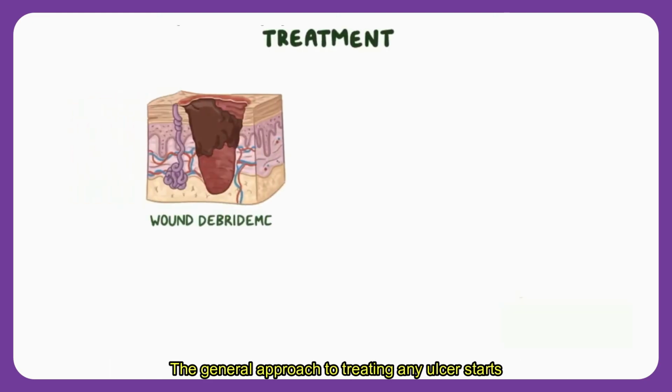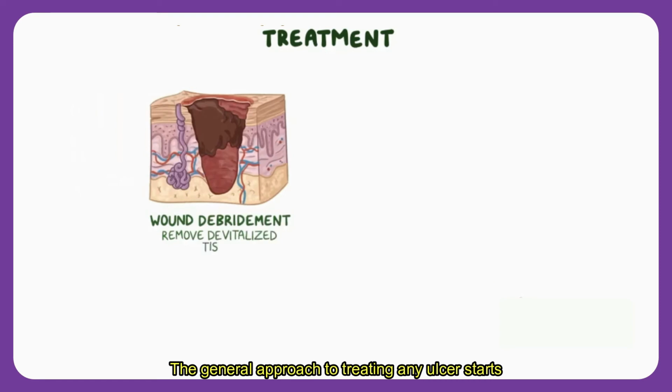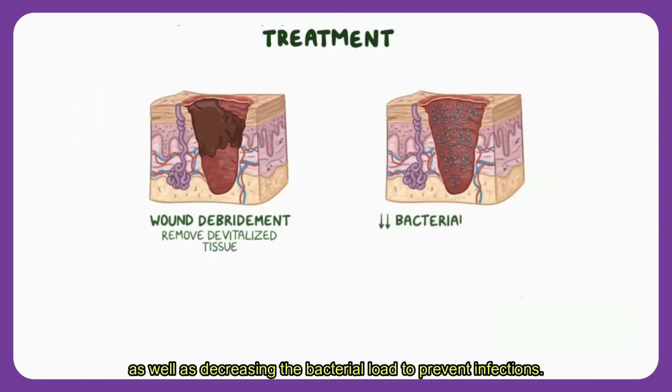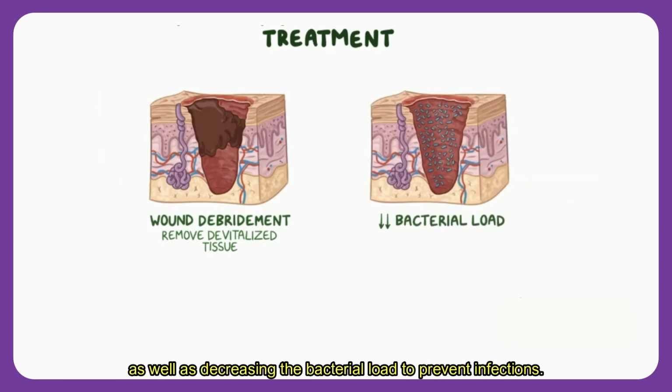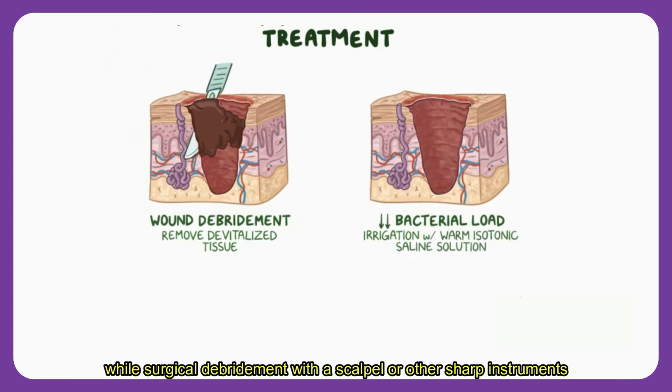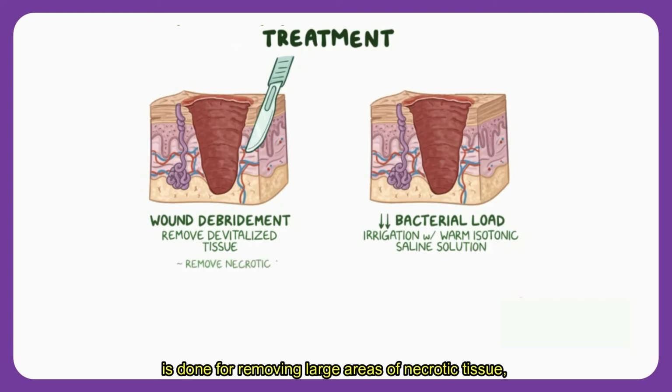The general approach to treating any ulcer starts from wound debridement to remove the accumulation of devitalized tissue, as well as decreasing the bacterial load to prevent infections. This is usually done through irrigation, typically with warm isotonic saline solution, while surgical debridement with a scalpel or other sharp instruments is done for removing large areas of necrotic tissue.